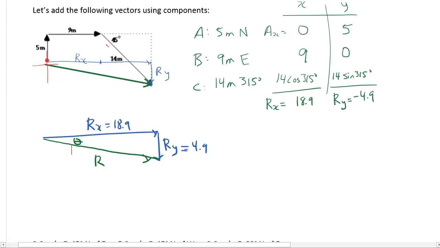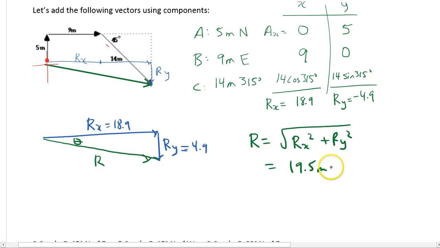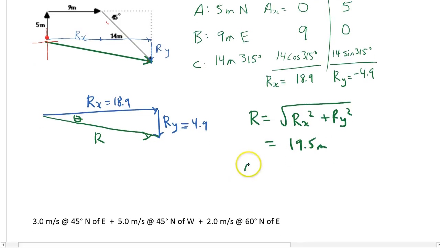Okay, so the steps here are to say that r is going to be equal to, just like Pythagoras, the square root of Rx squared plus Ry squared, because these are the legs of this Pythagorean triangle. When I type that into my calculator, I get 19.5. Now, what about the angle? The angle theta is going to be equal to, just like before, opposite over adjacent, so it's going to be inverse tan.